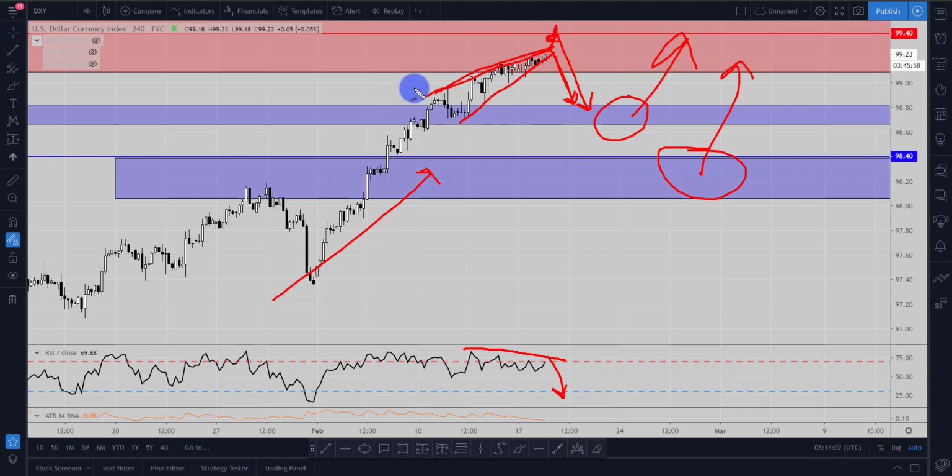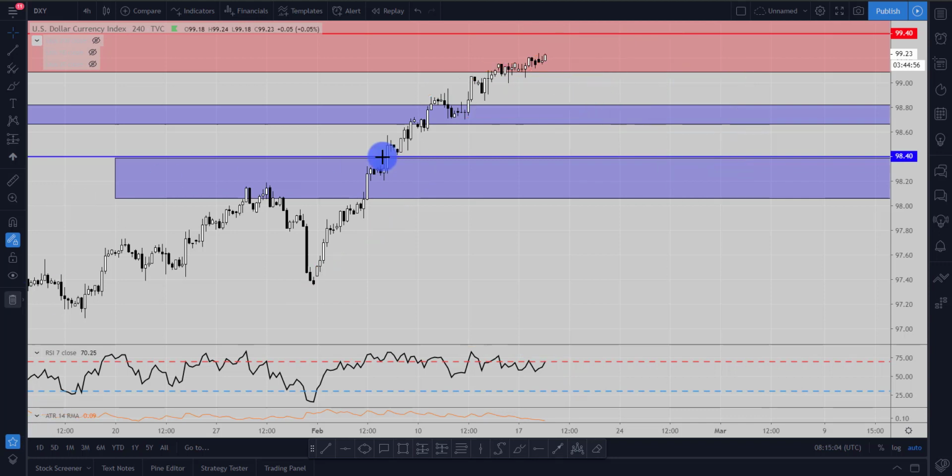So I want to keep buying the US dollar on those pullbacks, but at the end of the day we've got to see those pullbacks play out and we can trade both ways. So I'm waiting for some kind of follow through here.